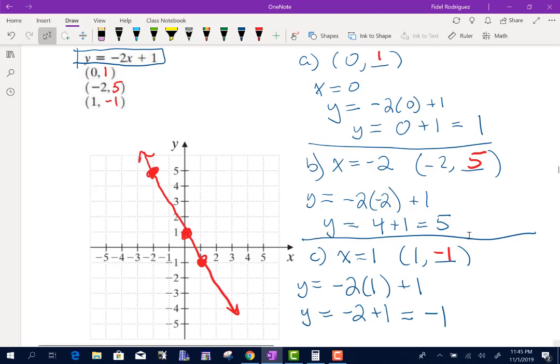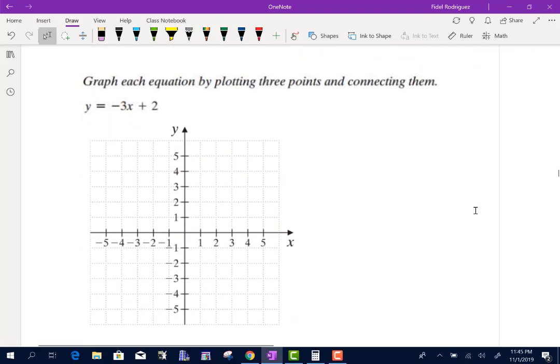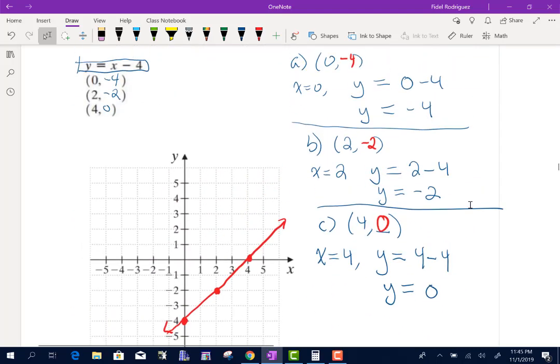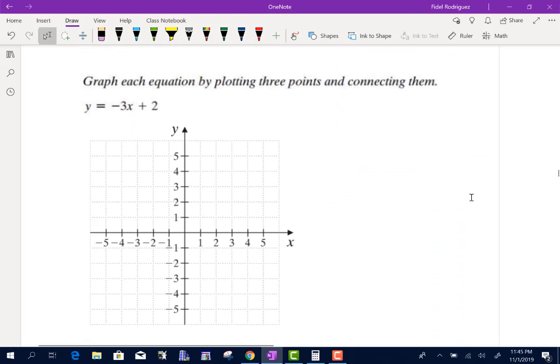Alrighty. So let me scroll down, see what we got for the next problem here. Okay. So I want you to notice the directions on this one. It says, graph each equation by plotting 3 points and connecting them. What's different from this problem compared to the one we just did, or the one we did earlier, notice they didn't even give us the initial parts of our point, okay?